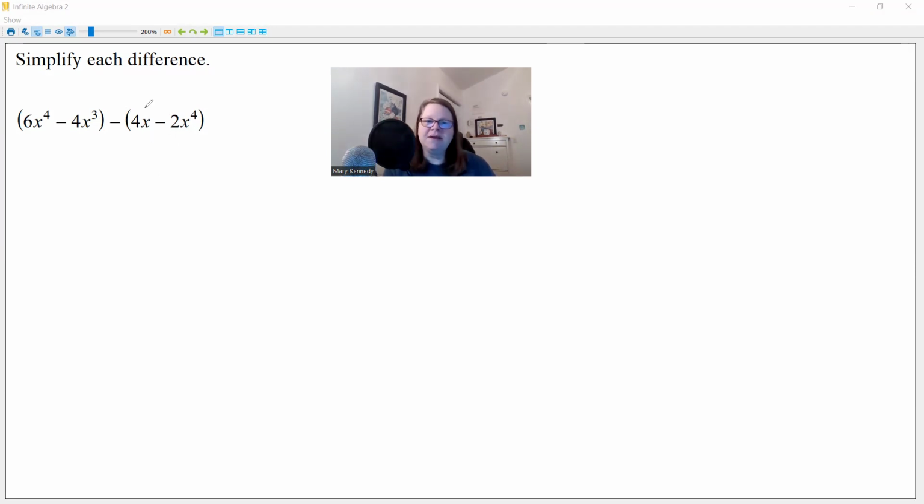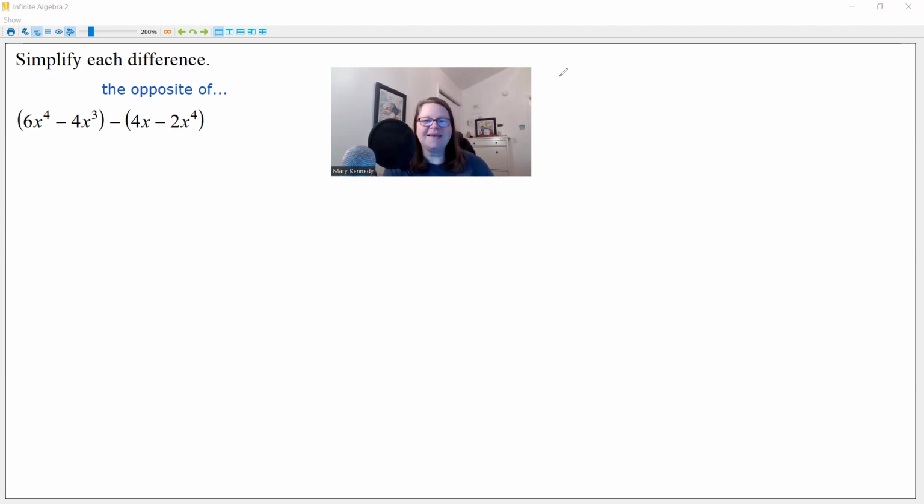So when you see the minus sign in between, I want you to think of it as saying the opposite of. So we're going to think of it that way. So it's minus the opposite of 4x, the opposite of negative 2x to the fourth.